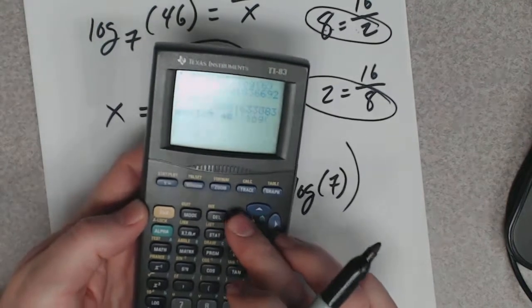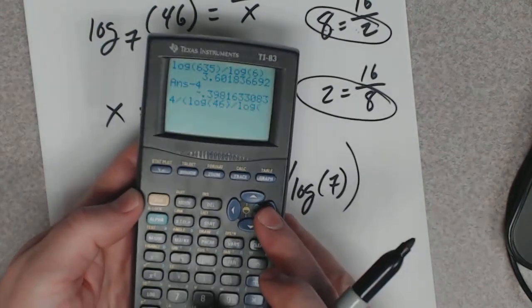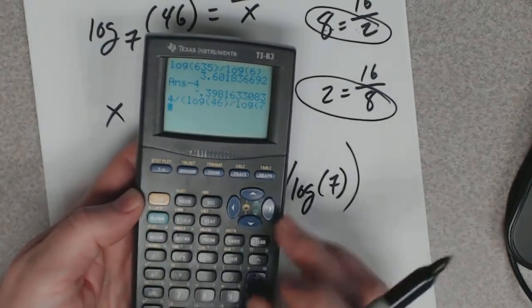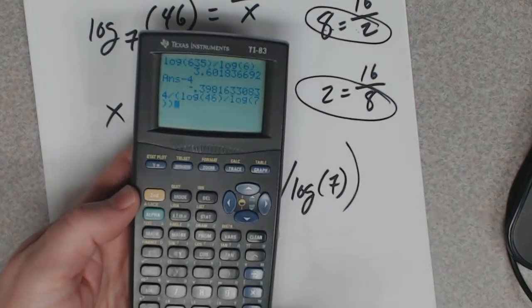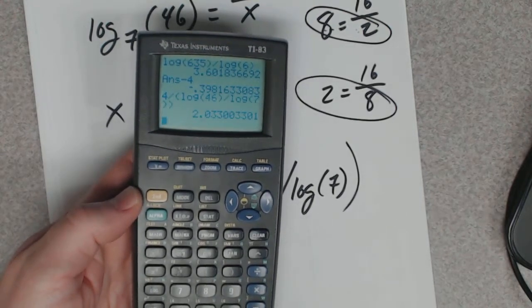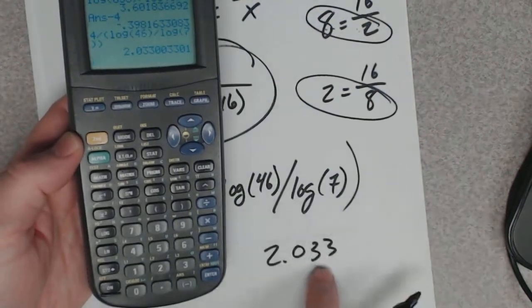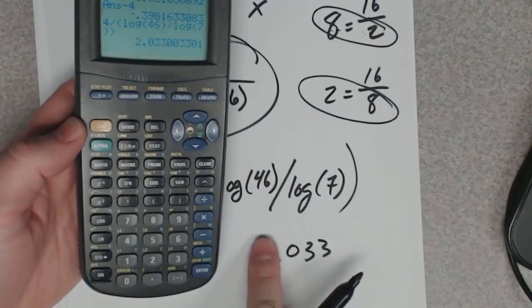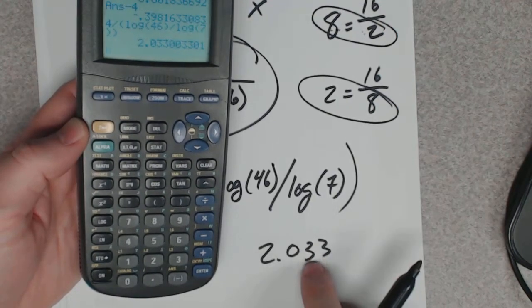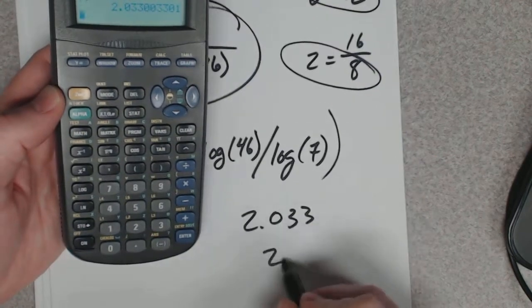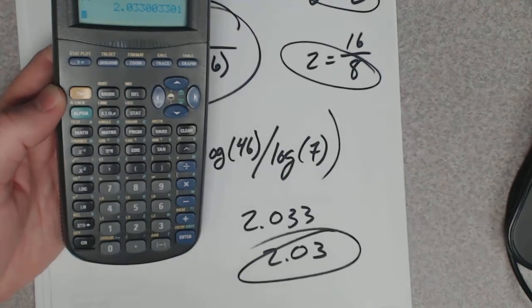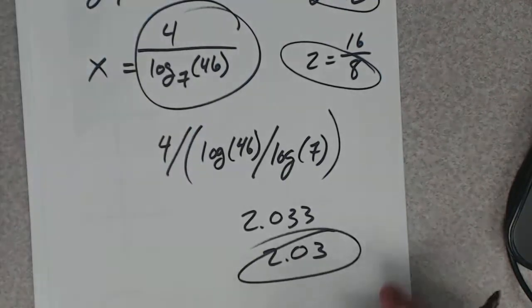Oh, it's 46. Typed it wrong. Okay. Log of 46 divided by log of 7. 2.033. And we're rounded to 2 decimal places. So 2 decimal places. I don't care about the whole number. So I'm rounded to this guy right here. So it's 2.03. There's my decimal approximation.